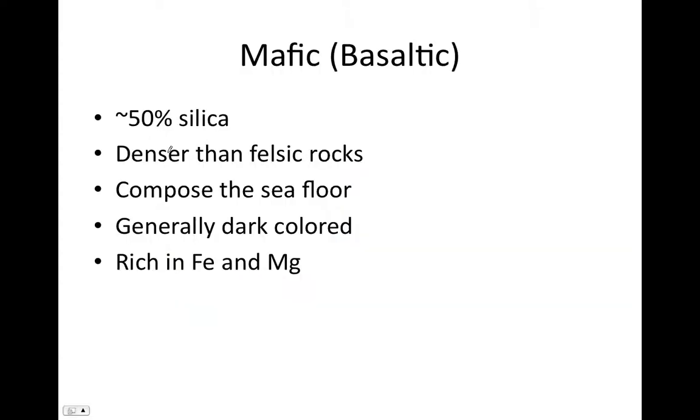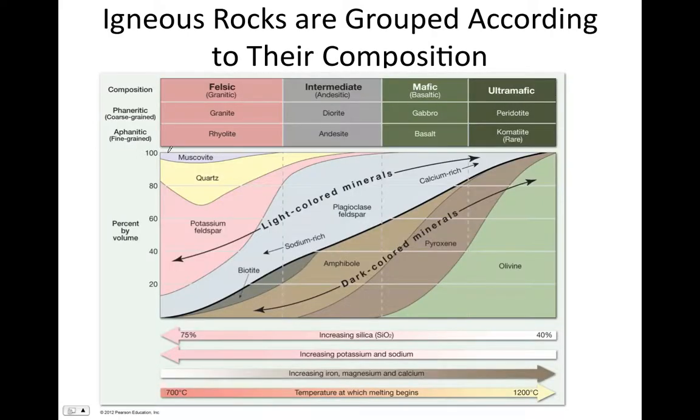Then we have mafic, also sometimes referred to as basaltic igneous rocks. These igneous rocks are about 50% silica. They're denser than felsic rocks. They're the main constituent of the oceanic crust that composes the seafloor. They're generally dark in color and rich in iron and magnesium. As you might guess, mafic igneous rocks are composed mostly of ferromagnesian silicates. Thus, their dark color and their richness in iron and magnesium.